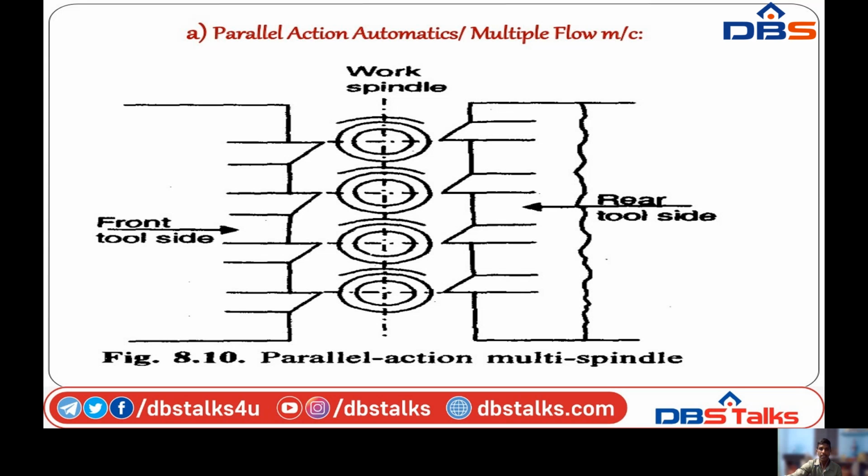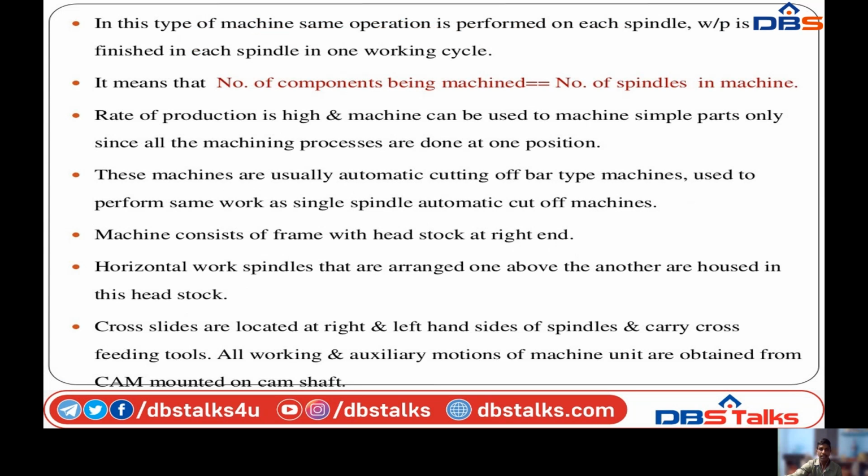In this multiple operation, that means drilling, reaming, tapping, shaping, only 4 types of operations are performed at a time by using parallel action. That means similar actions are performed at a time by using parallel action automatics. It means that the number of components being machined equals the number of spindles in the machine. It is justified by the number of components machined at a time by the number of spindles.